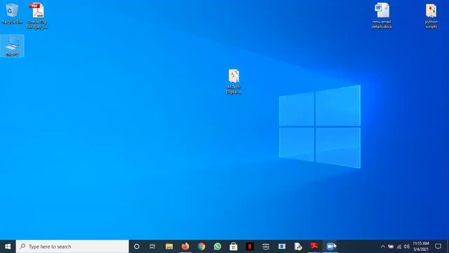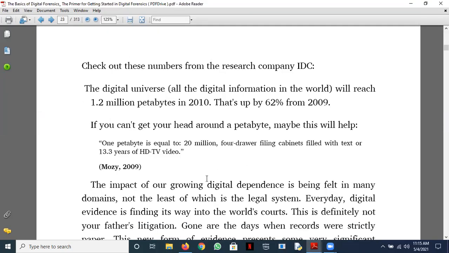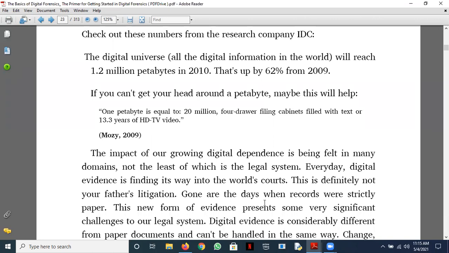So see how we need these units because our data sizes are increasing in a very fast way. So let's come back to this point here: you can imagine now maybe we are dealing with the zenota of data instead of petabytes as shown in the figure that is in 2010. So the impact of our growing digital dependence is being felt in many domains, not the least of which is the legal system.